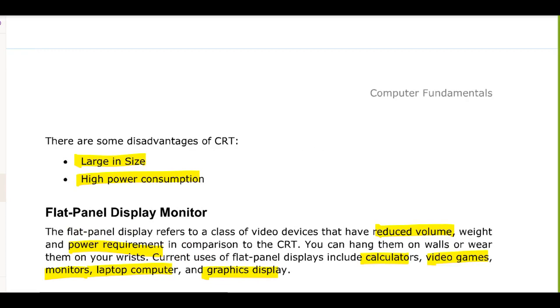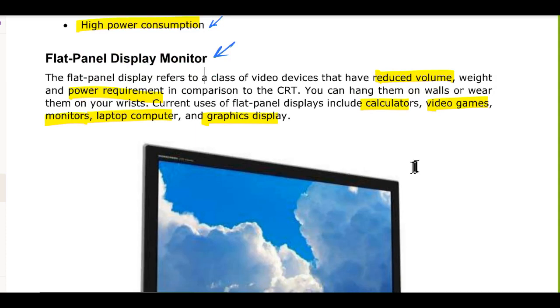The major disadvantage of the CRT, or cathode ray tube, type of monitor is that it is large in size. It consumes a lot of power and has many other disadvantages. For example, it emits a lot of light, and therefore if you spend the whole day working on this kind of screen, your eyes might ache. So the most common ones are what we call flat panel display monitors that I have mentioned.